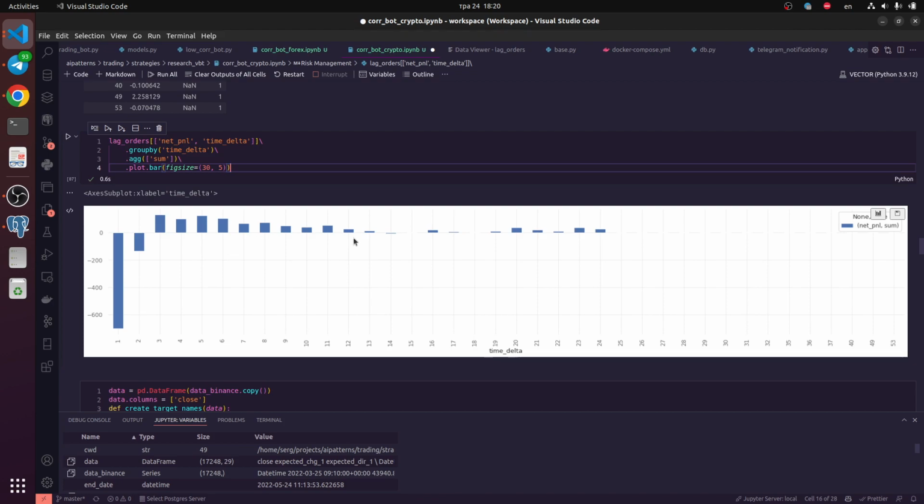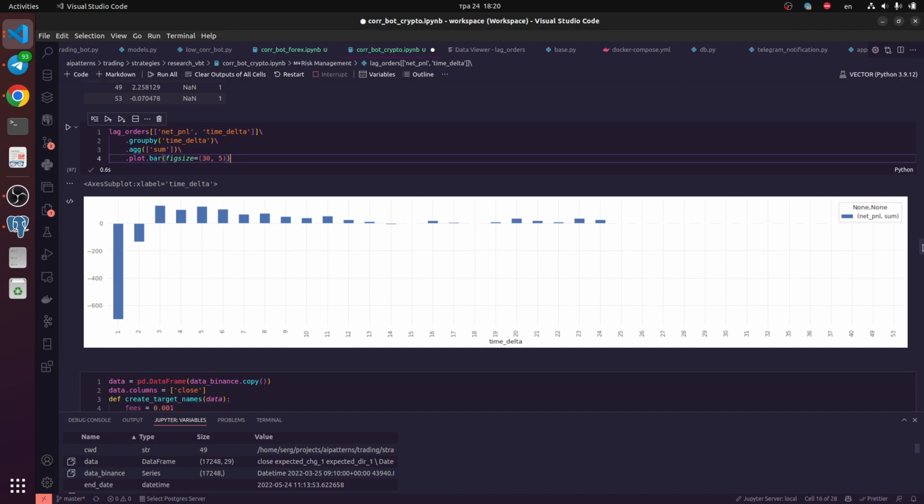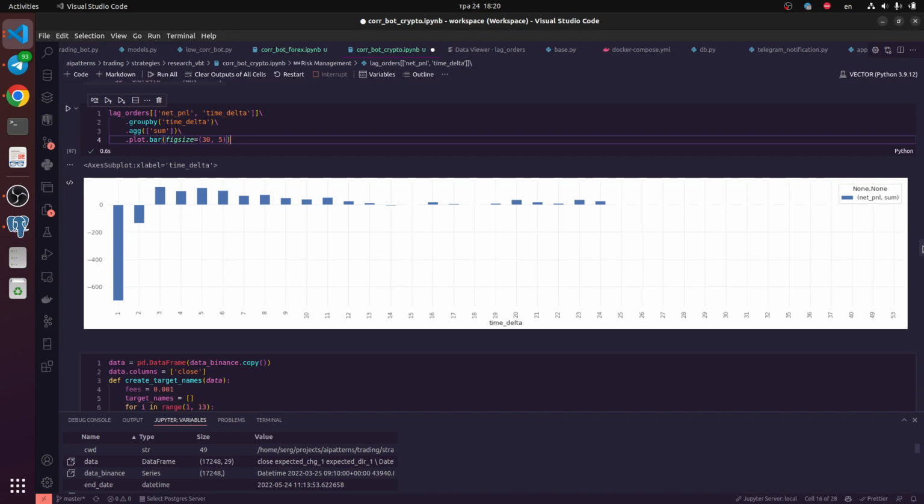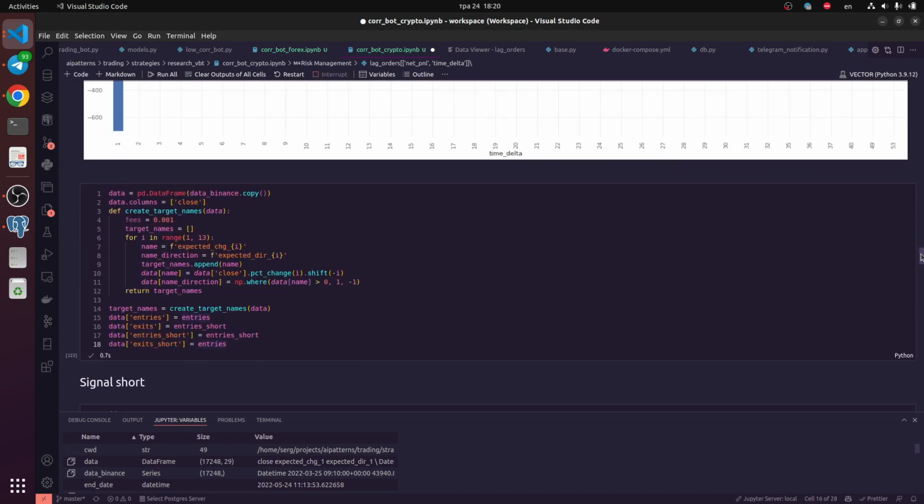do some work. Okay, next one I'm going to do some calculation. So I do some target names. We did it before, so it would be what happens after 1 bar, after 2 bars, after 3 bars. Next, I'm going to create signal entries, entry short, and vice versa for short signal. Let's do it, and let's calculate what is the best time to hold a position when we have a short signal.